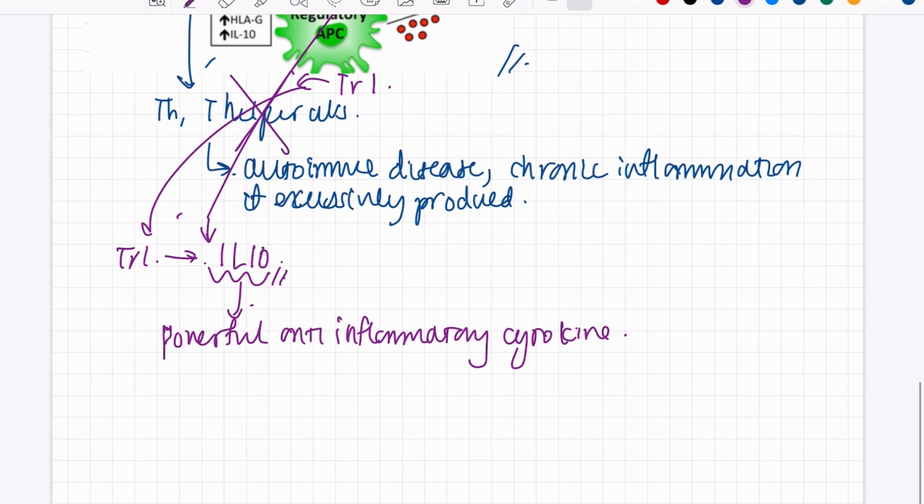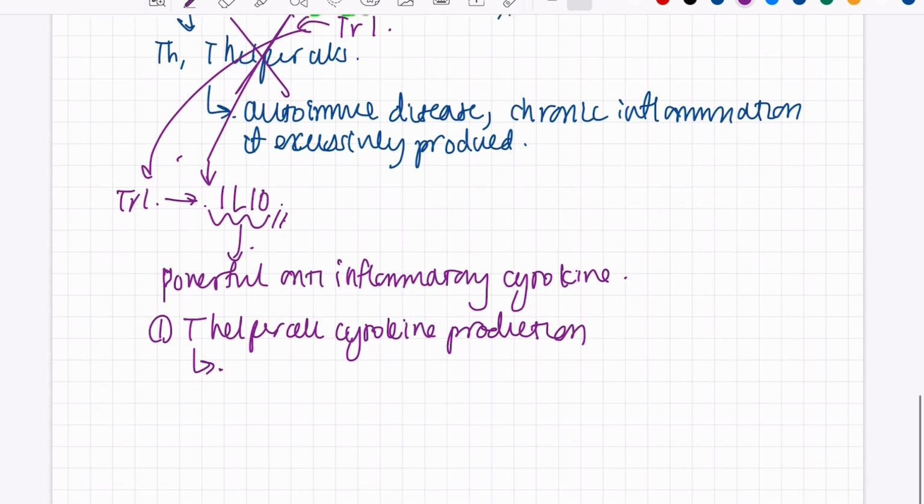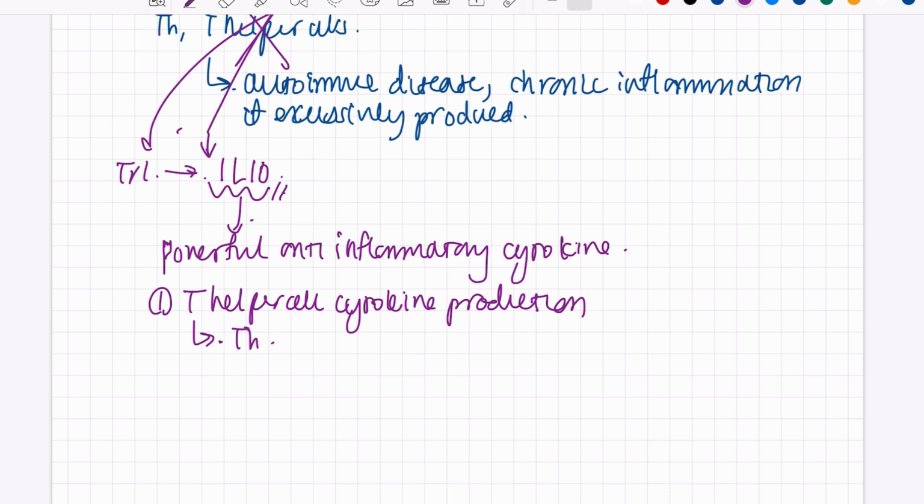Now, IL-10 essentially has 3 major roles in doing the job of an anti-inflammatory cytokine. It firstly shuts down or decreases the T helper cell cytokine production. And so basically, these T helper cells stop producing IFN gamma, IL-17, IL-4. IL-10 basically shuts down these cytokines produced from T helper cells.